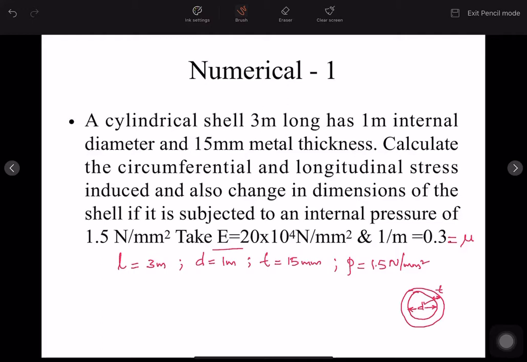So what we need to calculate here? Sigma h, sigma l, and change in dimensions. Change in dimensions means delta d and delta l, because a cylinder has these two particular dimensions, diameter and length.